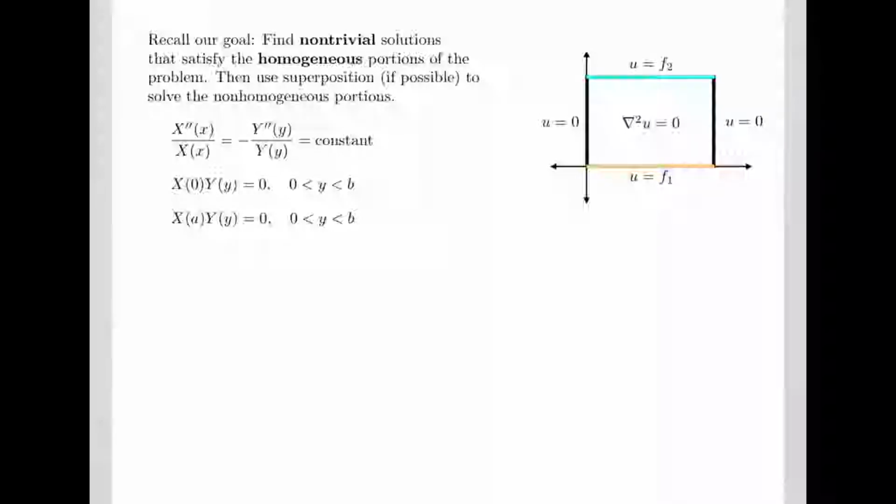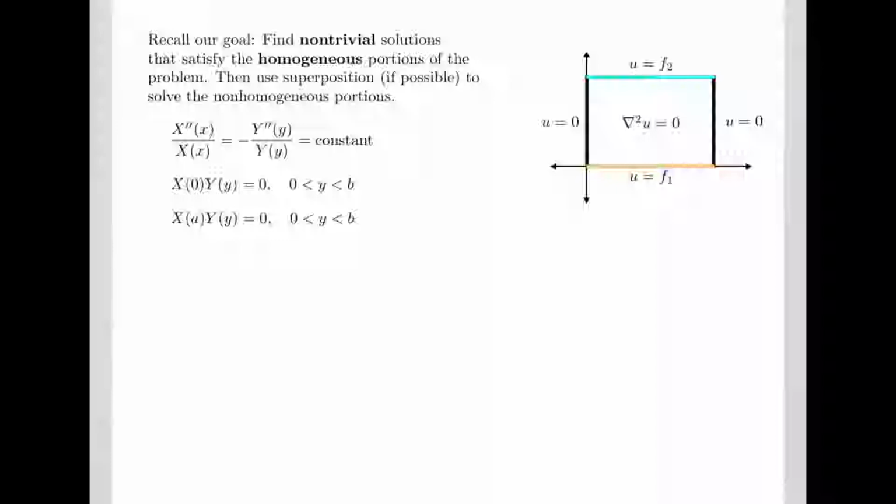So let's recall how we do our separation of variables. Once we have our separation equation, we need to remember what our purpose was. We're trying to find non-trivial solutions, right? X times y, non-trivial solutions that satisfy the homogeneous portions. We've got our boundary at the left, our boundary at the right, and our partial differential equation all homogeneous. And we're going to use superposition to satisfy the other boundaries.